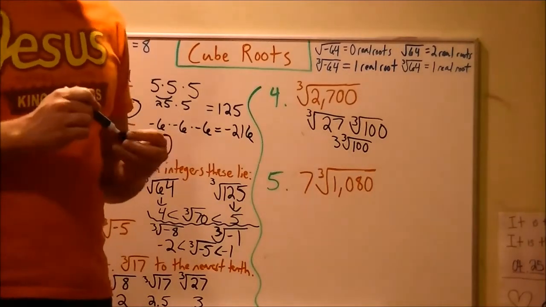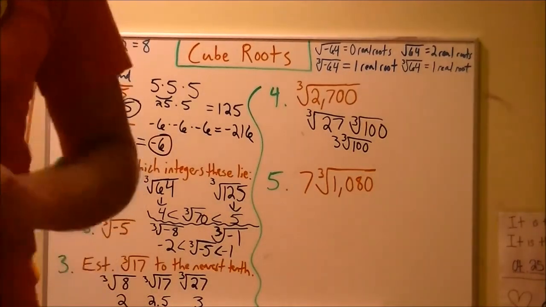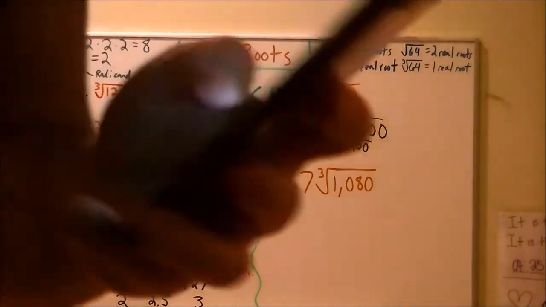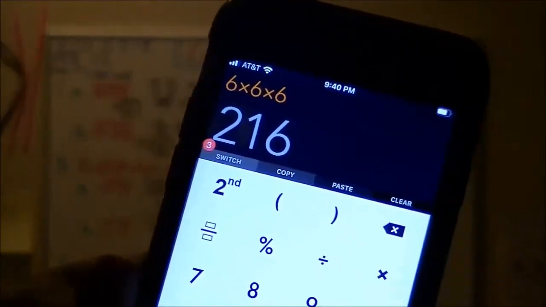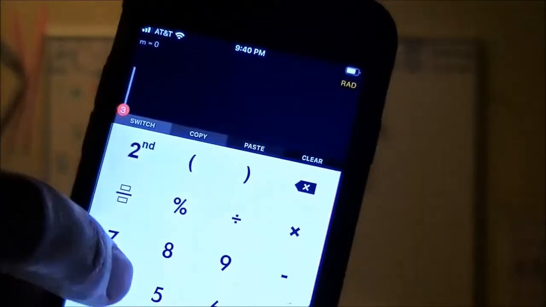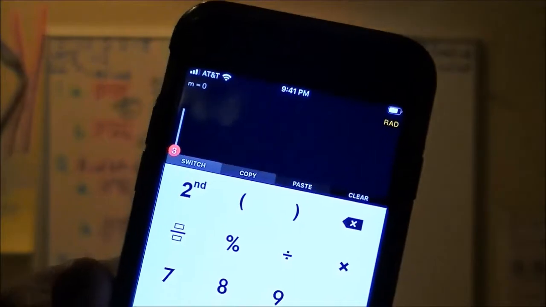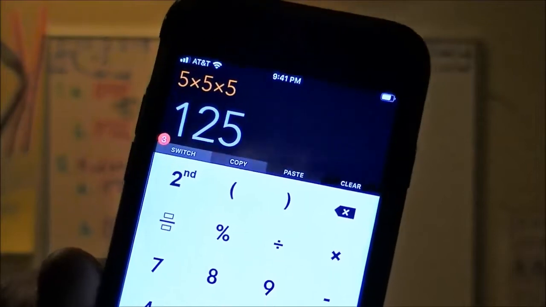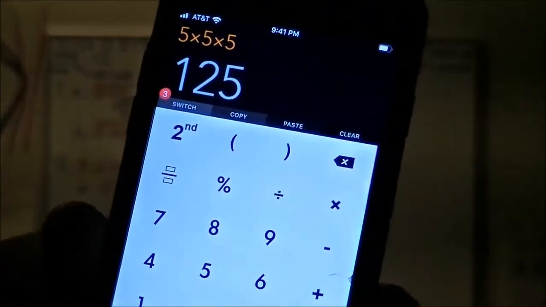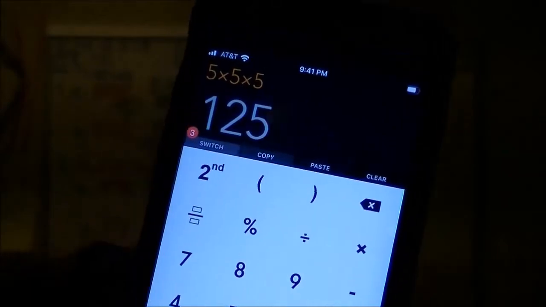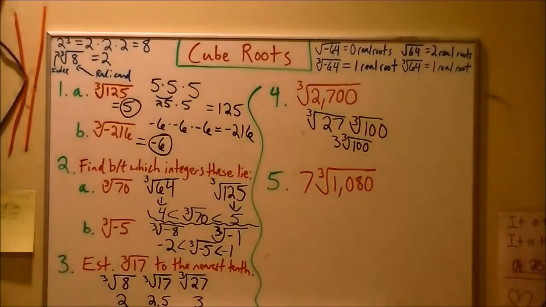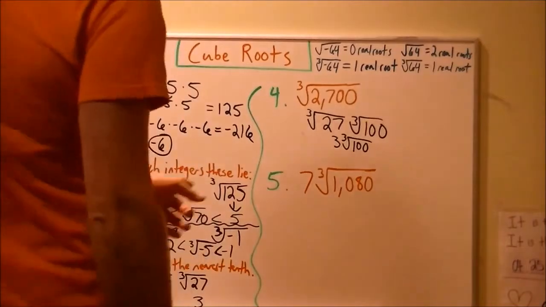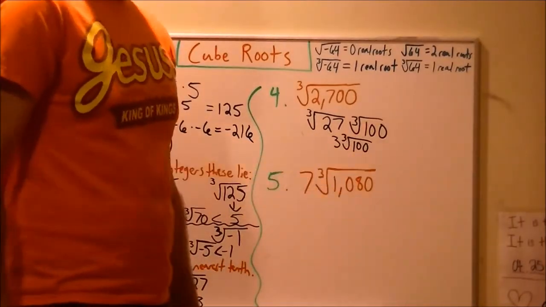Now, as far as 100, is there any perfect cube of 100? Well, we do know this already, that 4 times 4 times 4 is 64. Okay, what about 5? 5 times 5 times 5 is 125. That was the cube of 4, 64. The cube of 5 is 125. So is there any perfect cube of 100? No. And there's no way I can factor it into one that is. And so I'm just going to stop right there. That's in simplest terms, 3 cube root of 100.